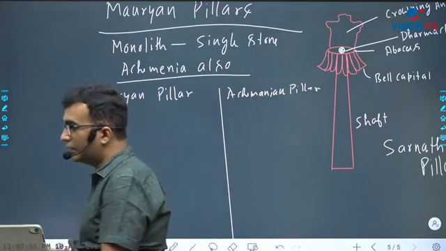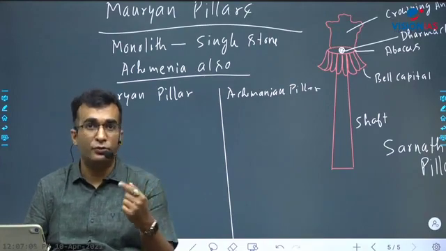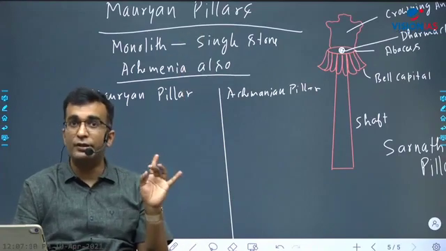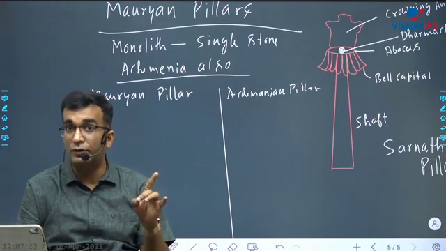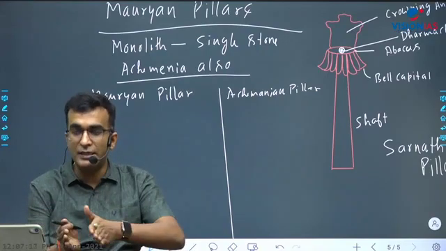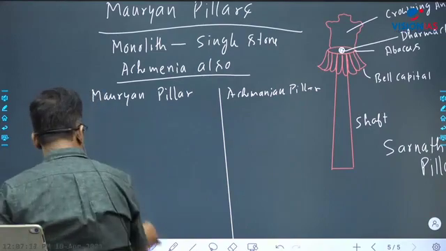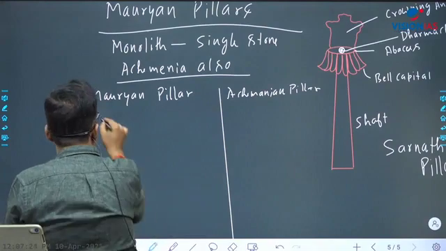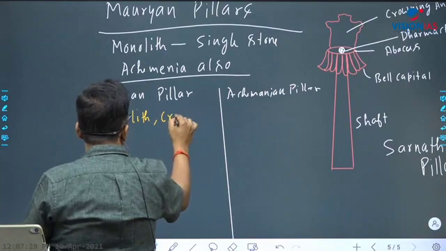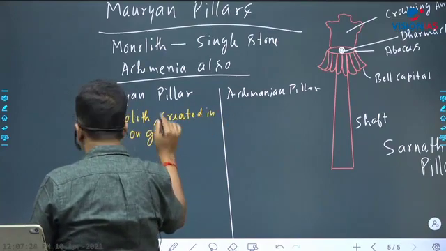So the very first comparison: Mauryan pillars were monolith, meaning that they were created from a single stone in one go. एक ही बार में ऊपर से नीचे तक बना दिया, in one go. On the other hand, Achaemenian pillars were not a monolith. They were created in pieces and joined together. So please write that Mauryan pillars were monolith, created in one go. एक ही बार में पूरा बना दिया.